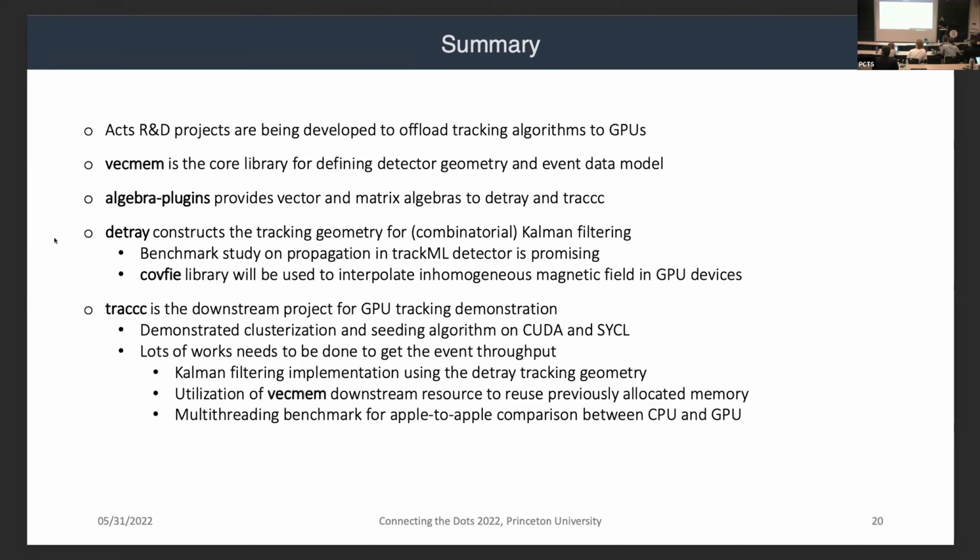For example, we need a grid implementation using the detray tracking geometry. And we also need to utilize the backend downstream memory resource to reuse the previously allocated memory, which means that we still need to optimize the overall pipeline for many events, which we have not done yet. And also we need to do the multi-threading benchmark for an apples-to-apples comparison between the CPU and GPU.